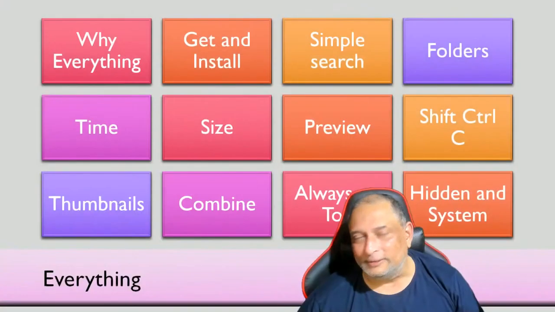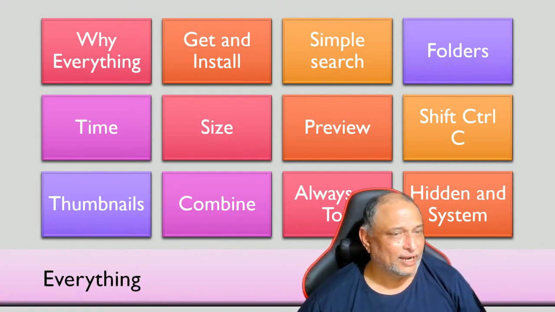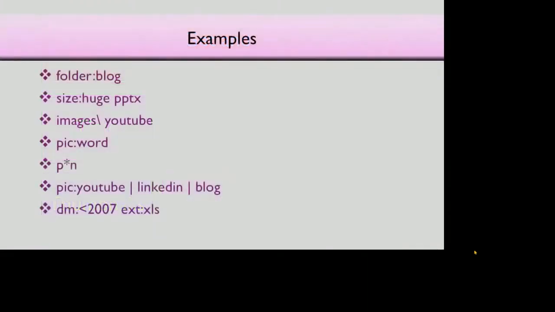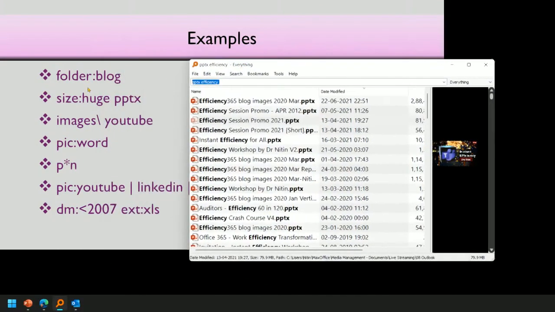So that's about it. And then we have some very nice combination syntax which can be used. So I'm going to show you a few types of syntax which I'm sure you will like, and then we'll finish. So here is the syntax. What am I showing here? Things like folder colon blog, I have already shown you, size already shown you.